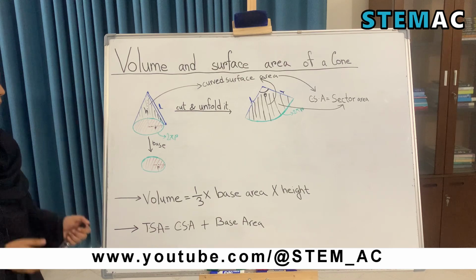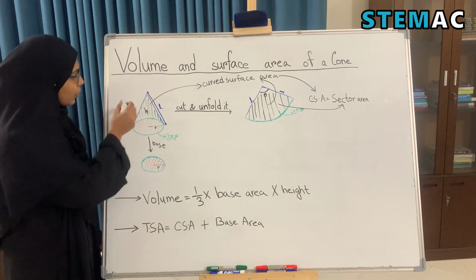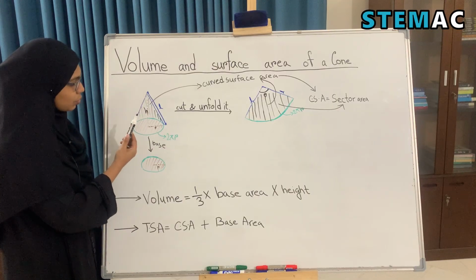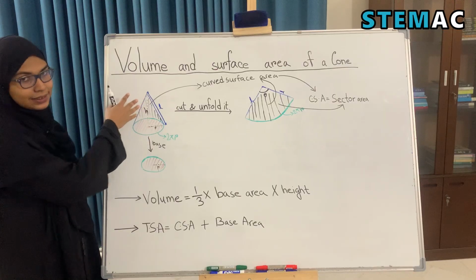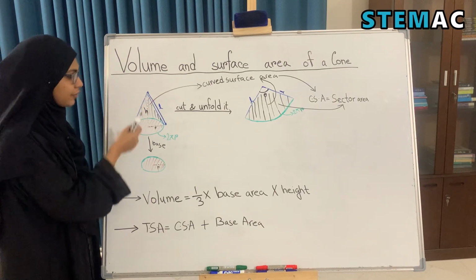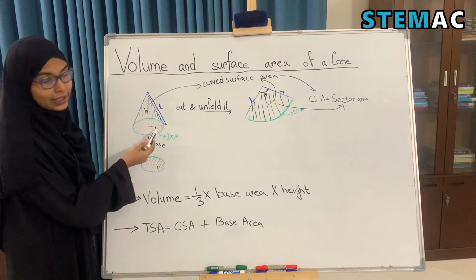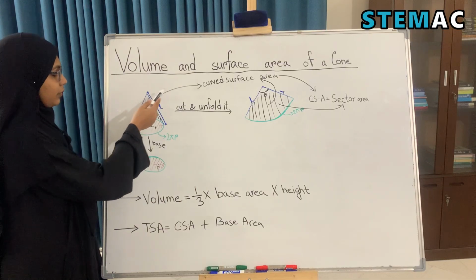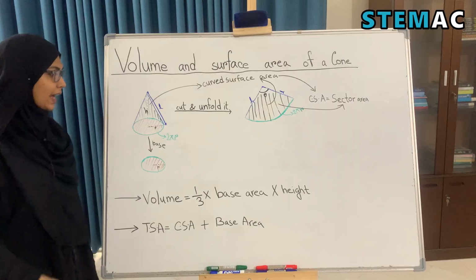So, for a cone, we need to know that it has a base and has a lateral surface area, or could be called the curved surface area. Here I have shaded the base in red color, and the curved surface area is shown shaded by black color.